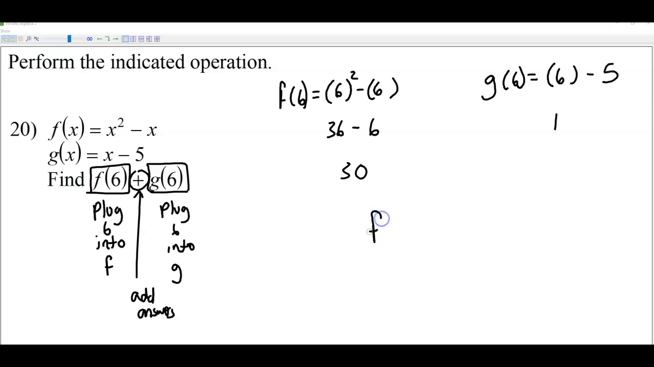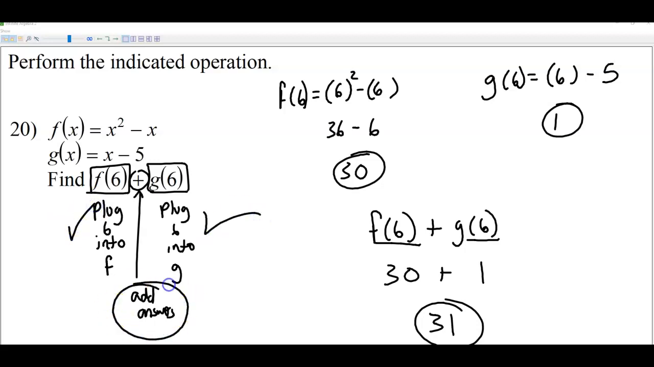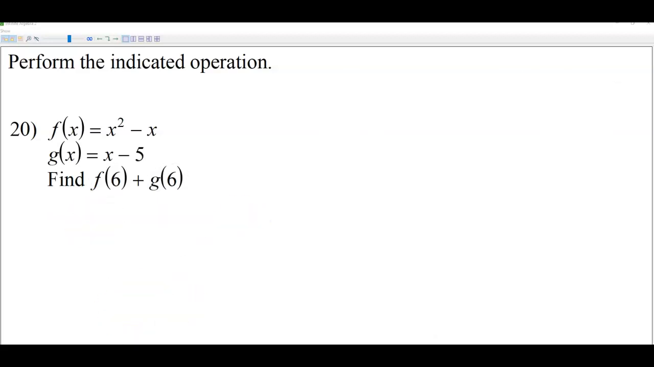So they want me to find what is f of 6 plus g of 6. Well, I just found out that f of 6 is 30, and g of 6 is 1. So 30 plus 1 is 31. That's my final answer. So we plugged into f, we plugged into g, and then we added the answers together.